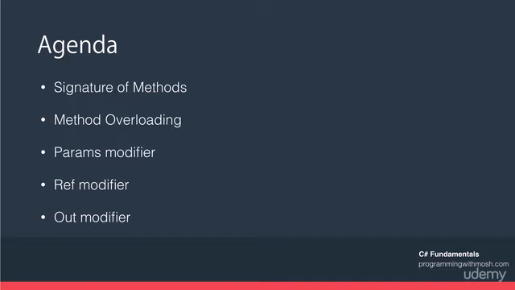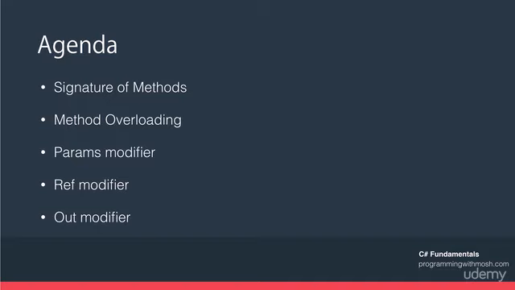Then I'm going to talk about method overloading, which you should already be familiar with because I already talked about it in the lecture about constructors. But here you're going to see another example of overloading methods, which can be useful. Then I'm going to talk about 3 modifiers that we can apply to method parameters. And there are params, ref, and out.